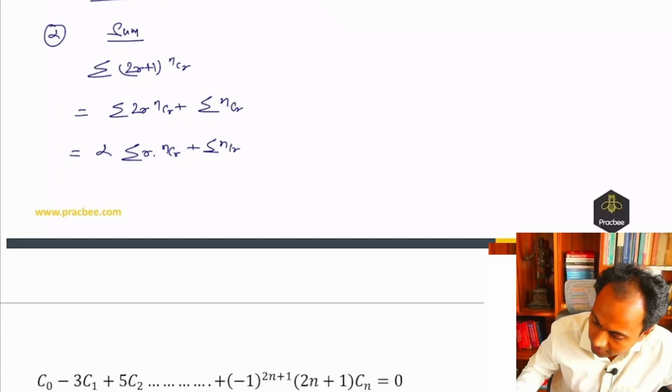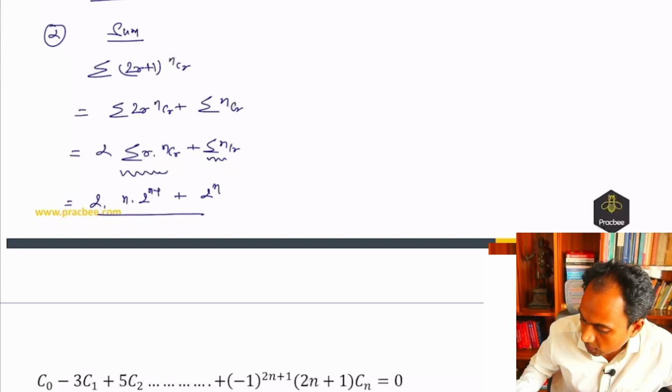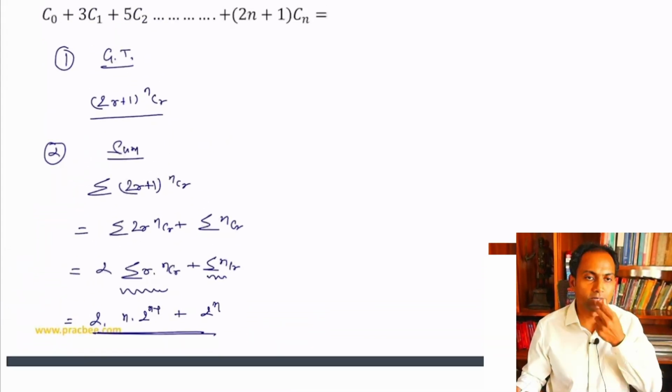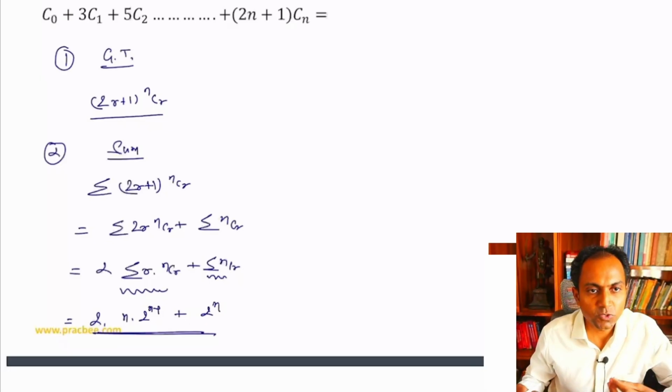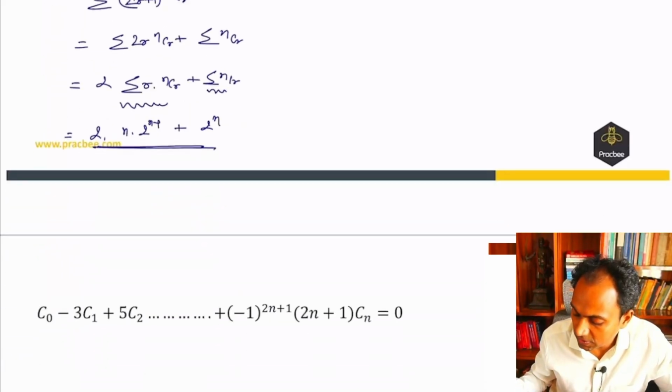Now we know standard results. For the first part, the result was n into 2 raised to the power n minus 1. For the second part, the answer was 2 raised to the power n. I have got my final answer. You can see that I have started using the standard results that I figured out earlier as shortcuts for solving more complex problems. Now it was very easy to write a general term here and then split it. Sometimes it won't be that easy.